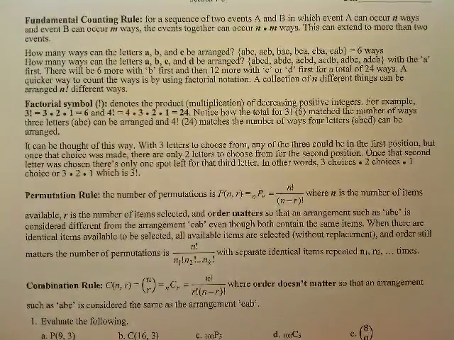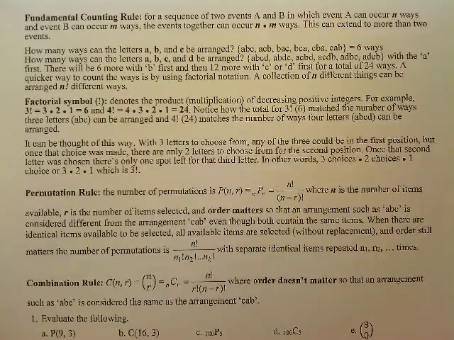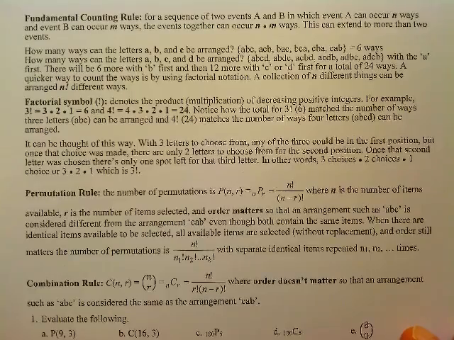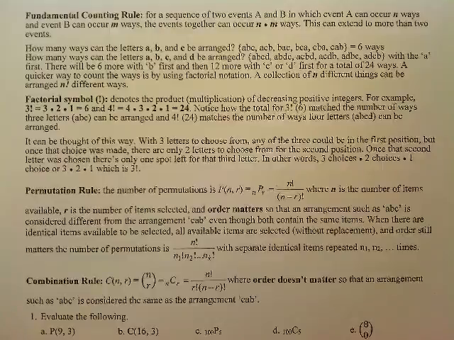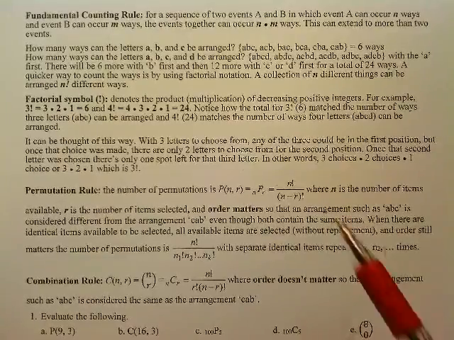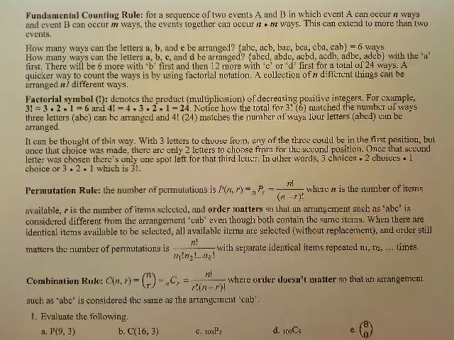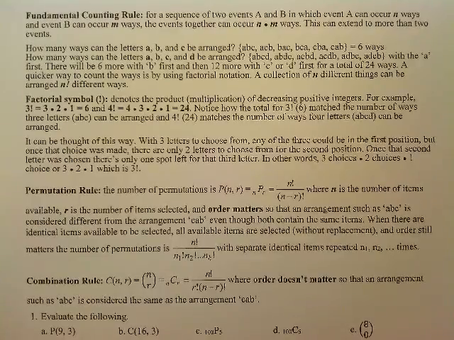And as mentioned before, the factorial symbol denotes the product. In other words, all you're doing is multiplication of a decreasing set of positive integers. And so 3 factorial is 3 times 2 times 1, which is 6. We've already shown the 4 factorial, and so forth. And then notice how the total of 3 factorial, the 6, matched the 6 ways we could arrange 3 letters, and that the 4 factorial matched the way we could arrange 4 letters.